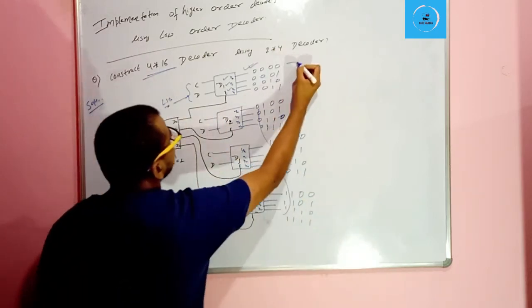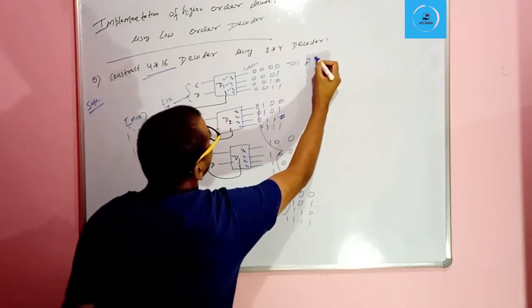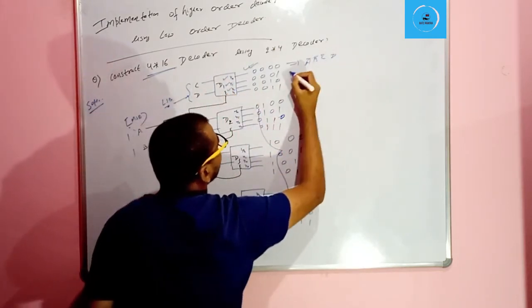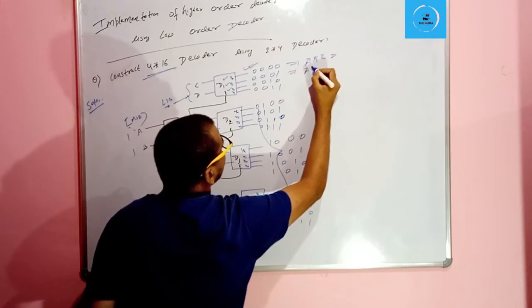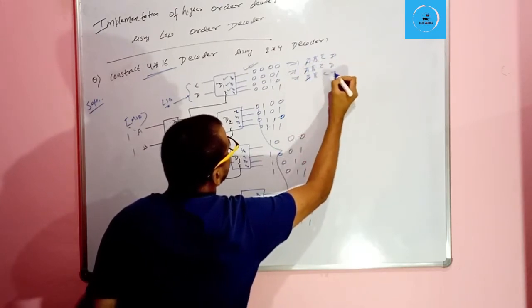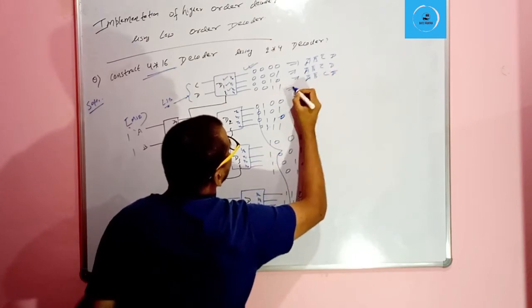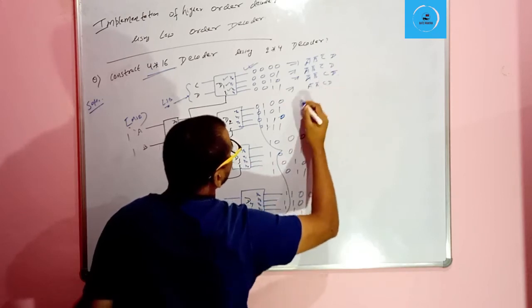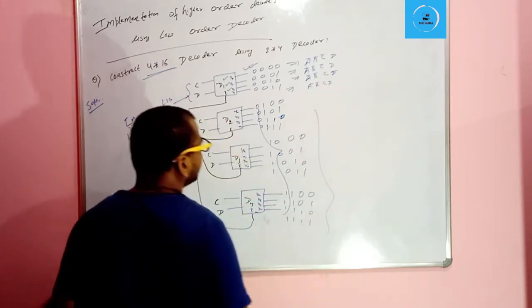So we can write here A bar, B bar. Since this is the active high decoder, we will write here A bar, B bar, C bar and D bar; A bar, B bar, C bar and D; A bar, B bar, C and D bar; and A bar, B bar and C and D. Similarly, we will write for all of these.